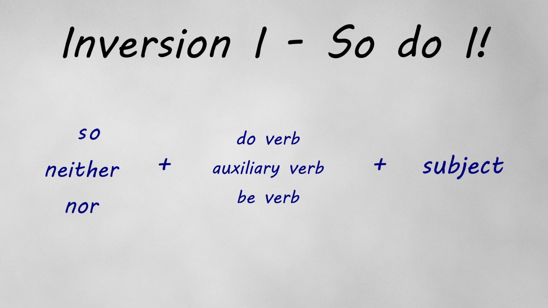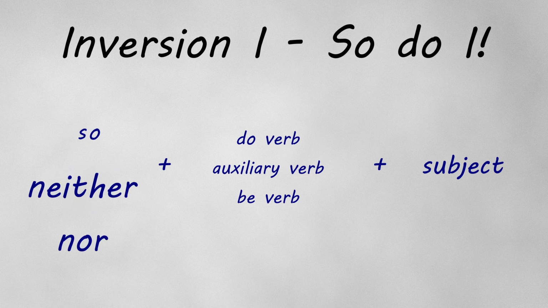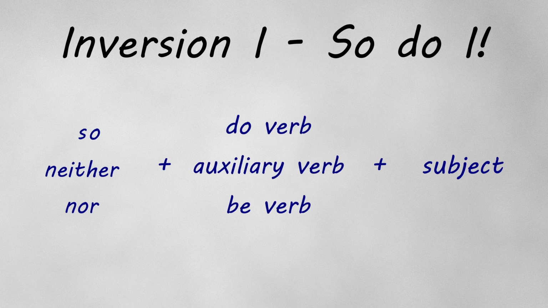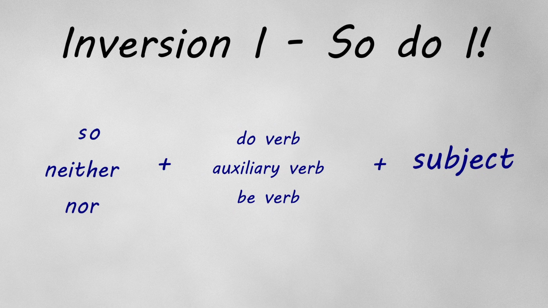So if someone states something that is the same as another person or thing, we can use this structure to reply in agreement. If the statement is a positive one, start with so, but if it's negative, use neither or nor. They mean the same, but nor is considered more literary. Then it's the do verb, an auxiliary verb, or be verb, then followed by a subject.